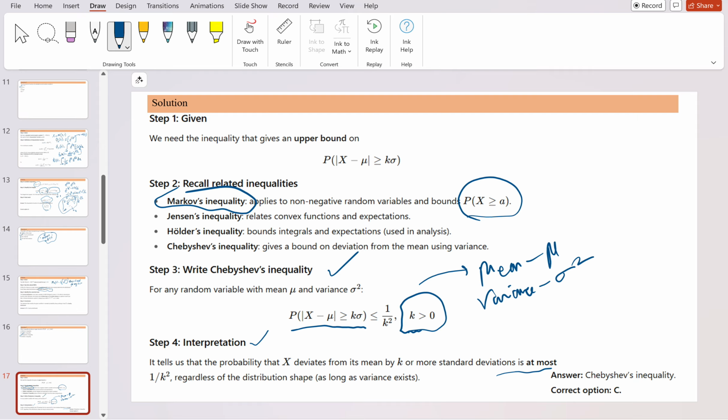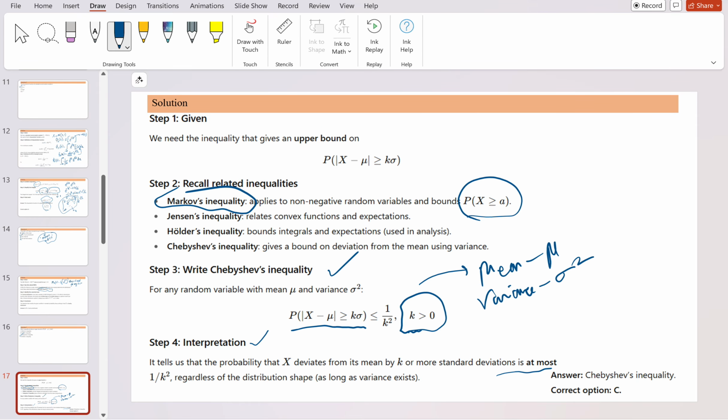Okay, so when you write the Chebyshev inequality for a random variable with mean mu and variance sigma square, the probability of |x minus mu| greater than or equal to k sigma is less than or equal to 1 upon k square, where k is greater than 0. The interpretation is that the probability that x deviates from its mean by k or more standard deviations is at most 1 upon k square, regardless of the distribution shape, as long as the variance exists.